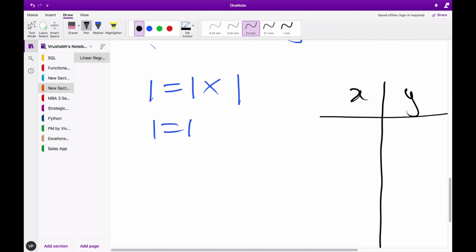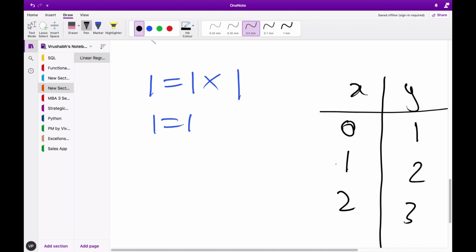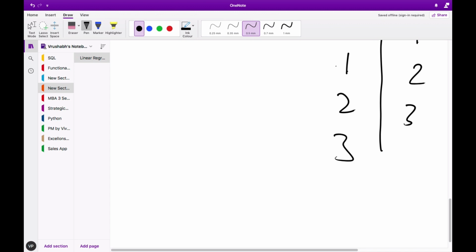Okay, now let's say that when our x is 0, our y is 1. When our x is 1, our y is 2, right? When our x is say 2, our y is 3. So you can see that for each of the x values, y increased by 1. Okay, so this one, it's increased by 1 to become 2, it's increased by 1 to become 3, right? When our x is say 3, it's going to increase.